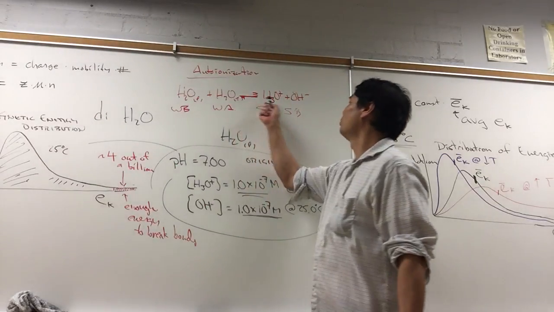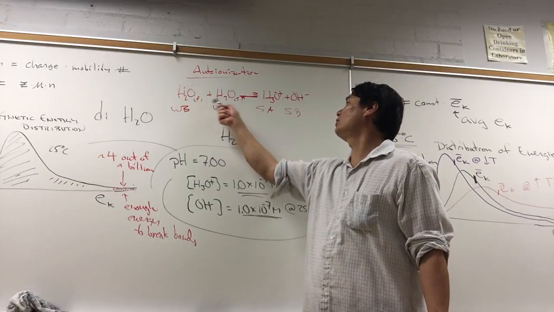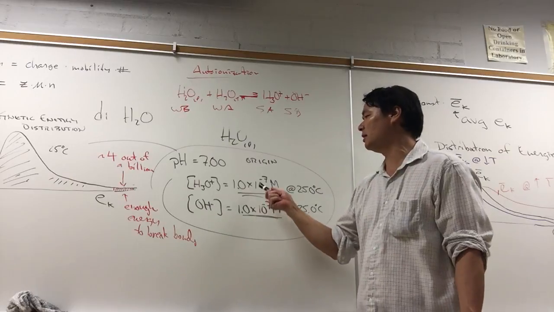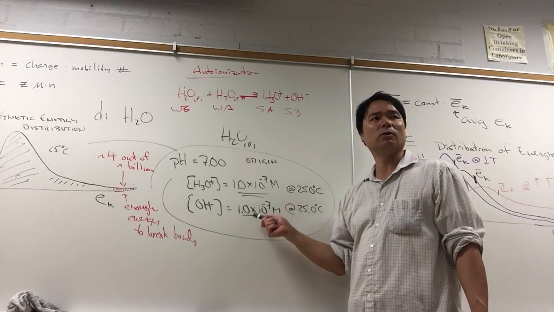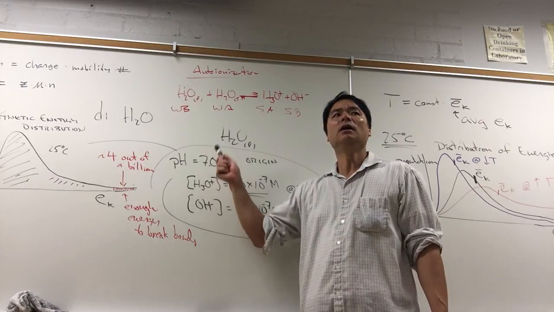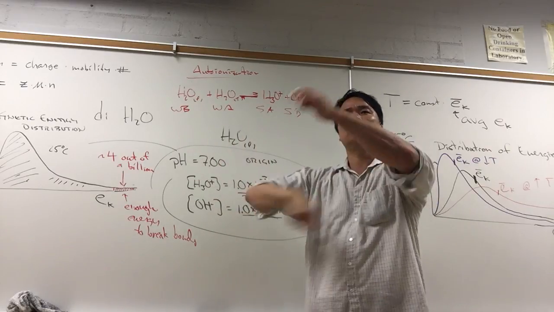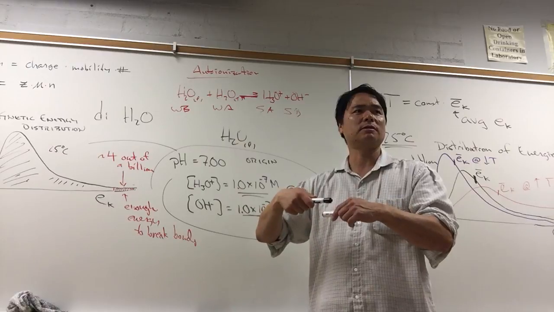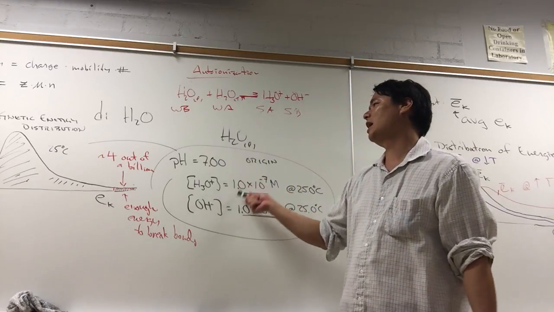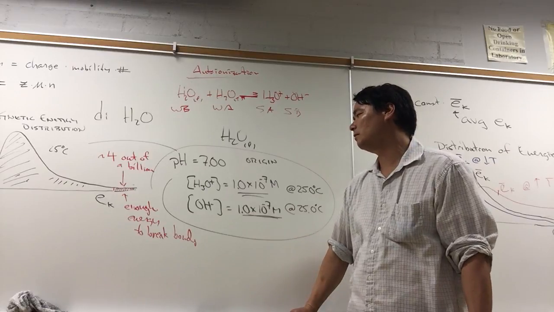The rate of consumption will equal the rate of formation and will reach a steady state. The steady state here is this: 10 to the minus 7 molar, 10 to the minus 7 molar, giving us a pH of 7. But the reaction's constantly occurring. It never stops. That's a dynamic equilibrium. And so we're always going to have this present in water.